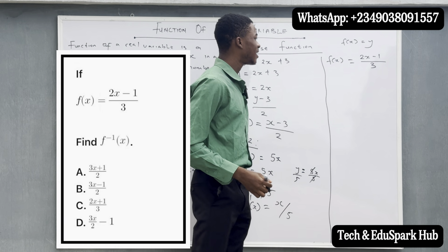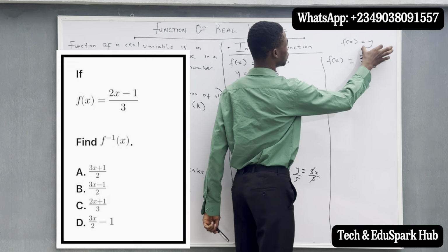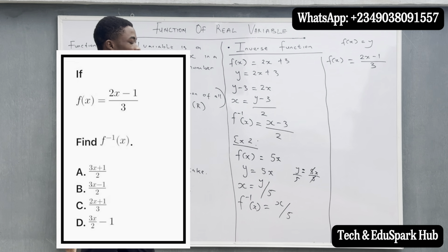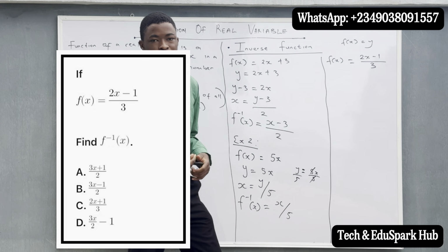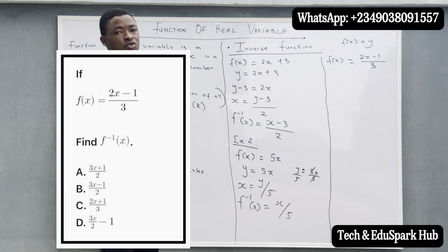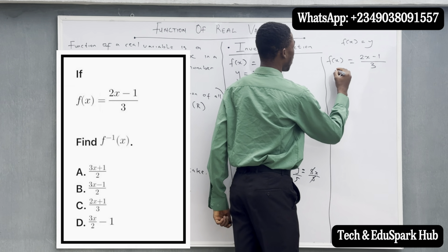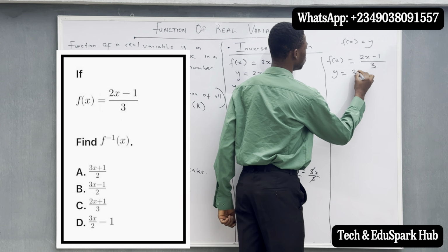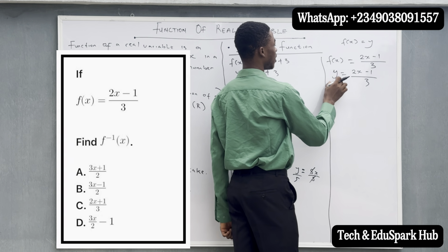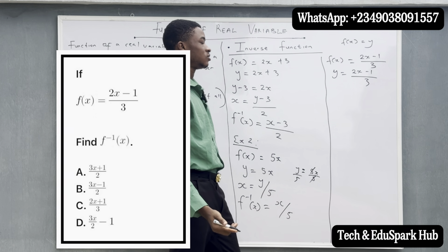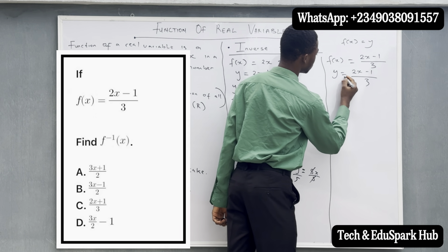In solving this kind of question, the first thing to do is change this f of x to y. You can see we have been doing it for all the questions, so we have to do it for this also. This is how you solve inverse function: you change the f of x, or whatever function you are given, to y. So we have y equal to 2x minus 1 divided by 3. The next step is to make x the subject of the formula, so we can cross multiply this.